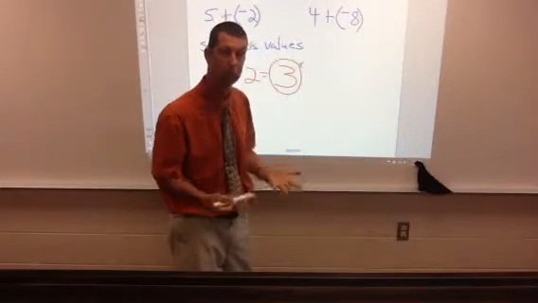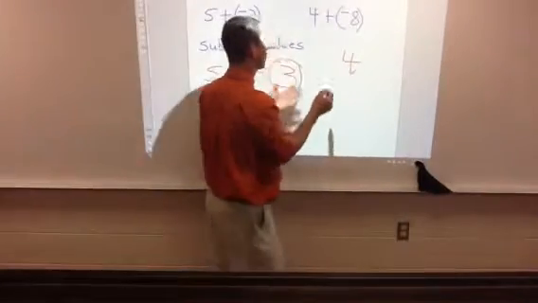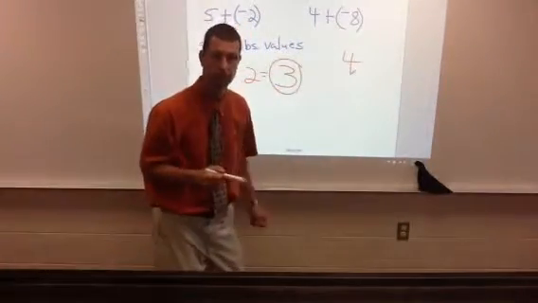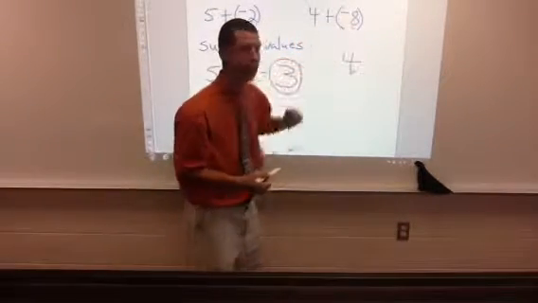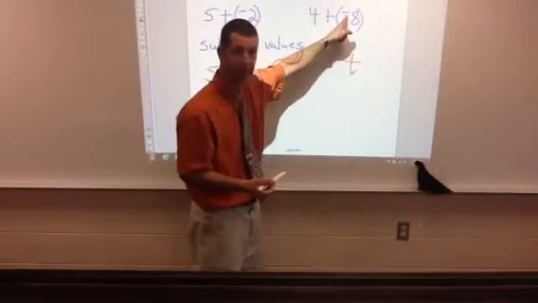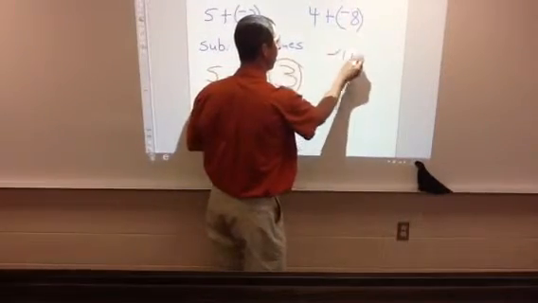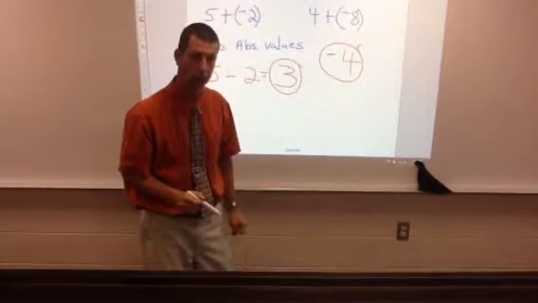Okay, so I have to subtract the numbers, which is going to be 4. When I subtract 4 from 8, I get 4. Now, what number is further from 0, 4 or negative 8? Negative 8 is further from 0. This is the sign that I need. I need the negative sign. My answer, 4 plus negative 8, is negative 4.